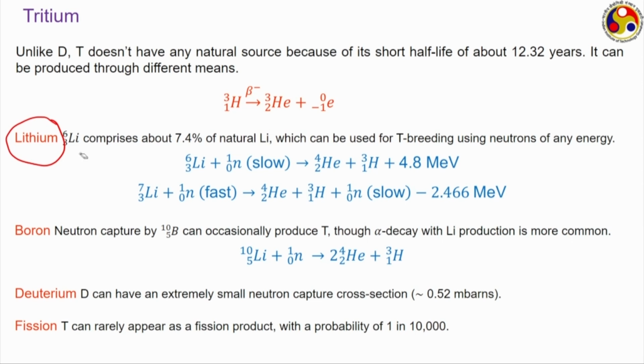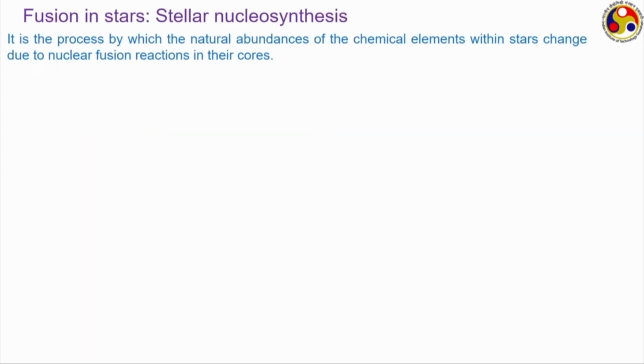And so, whenever any neutron leaks out of the core, they are able to capture the neutron. If it is a fast neutron, then it will be captured by both lithium 6 and 7, and they will participate in this reaction to produce tritium. And now, fusion in stars.